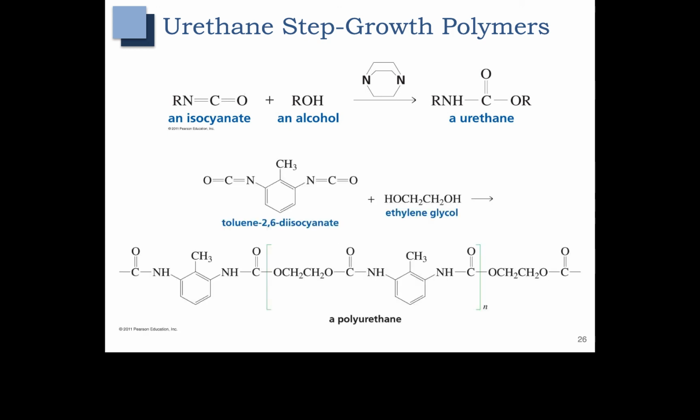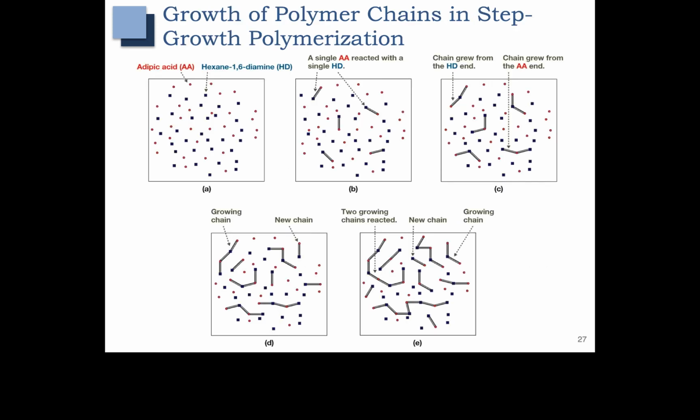A specific example is shown here, where you have an isocyanate on both sides of this molecule. Each of those can react with one end of an ethylene glycol, and eventually we get a nice long polyurethane chain. Here's a picture showing the growth of the polymer chain in step growth polymerization. This is showing an example with adipic acid and hexane 1,6-diamine.